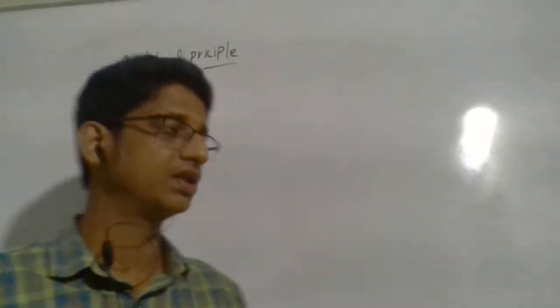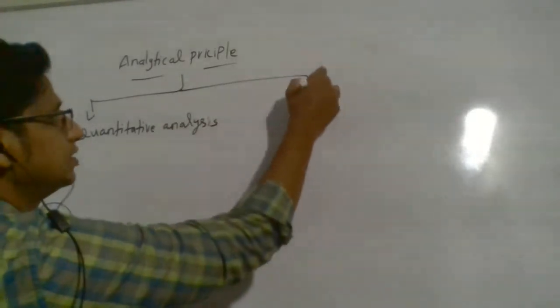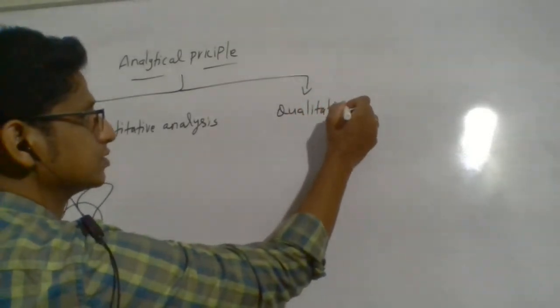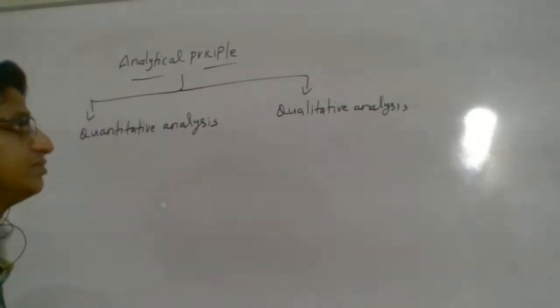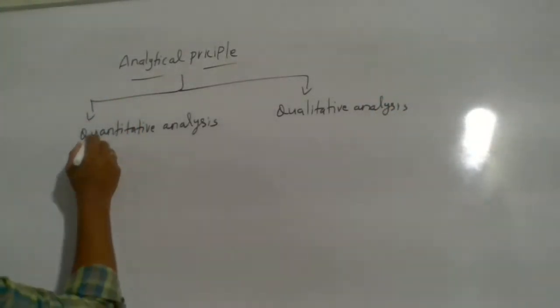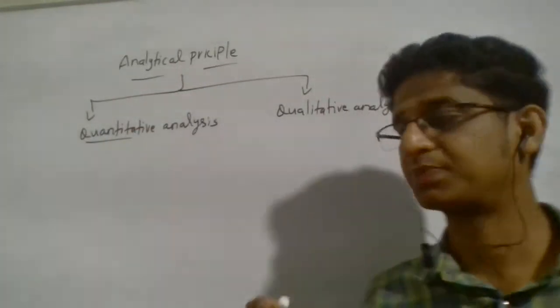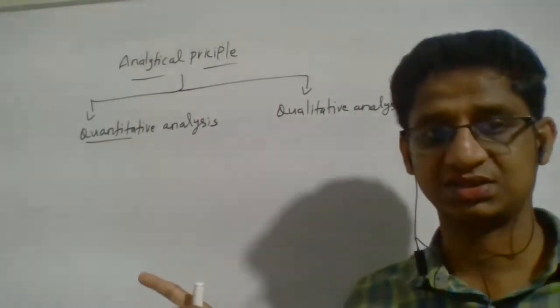We classify analytical chemistry mainly into two: quantitative analysis and qualitative analysis. As the name suggests, in quantitative analysis we are measuring the quantity, how much amount of a substance is present in a given sample. That is what quantitative analysis is all about.